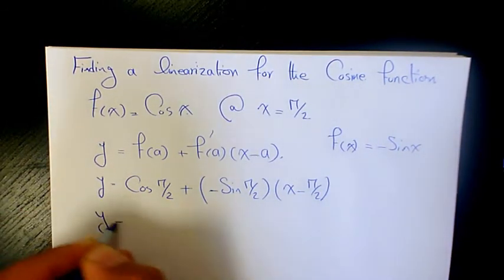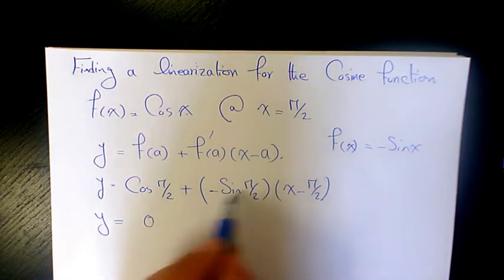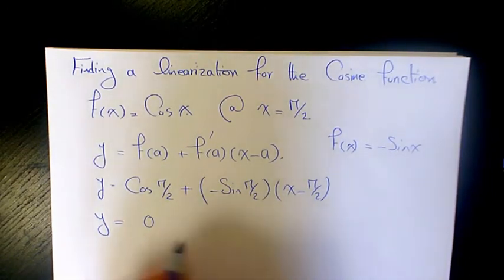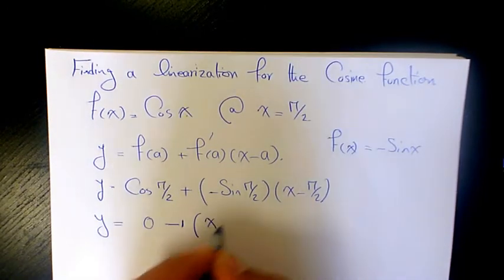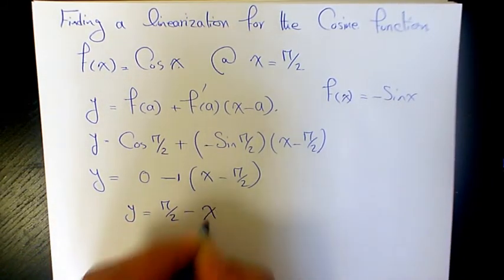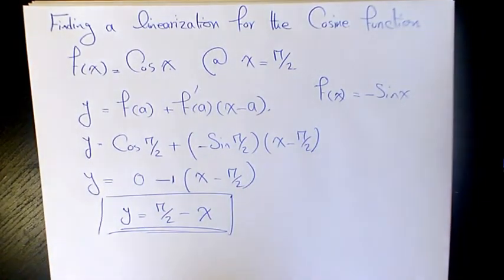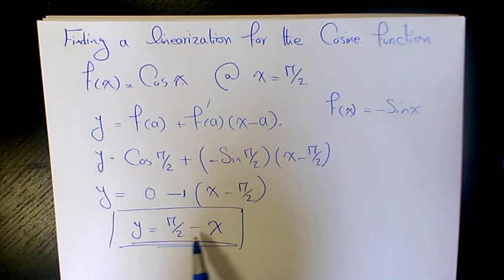So cosine pi over 2 is going to be 0. Sine pi over 2 is 1, so negative sine pi over 2 is negative 1. So it's negative 1 times x minus pi over 2. So y will be pi over 2 minus x. So that's going to be the approximation. The slope is negative 1 and the y-intercept is pi over 2.